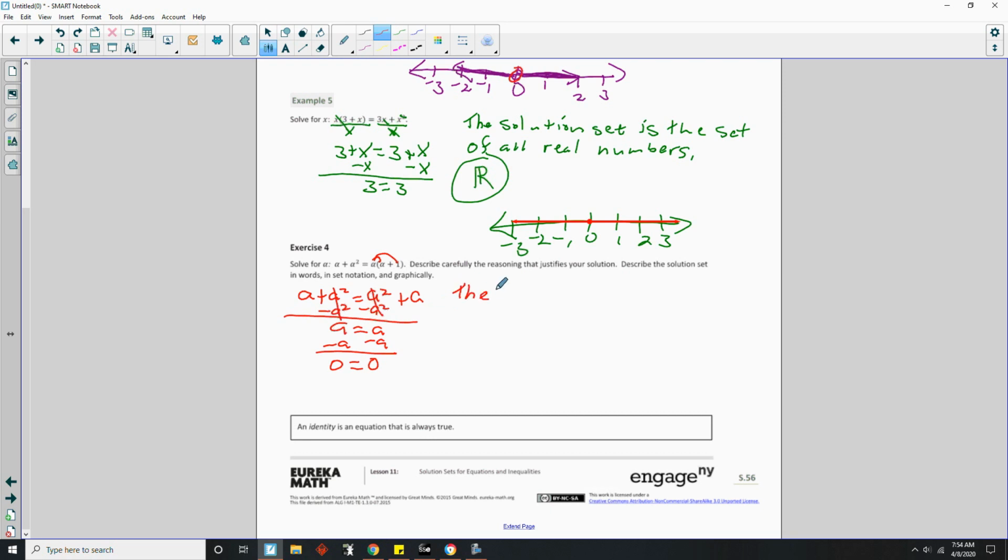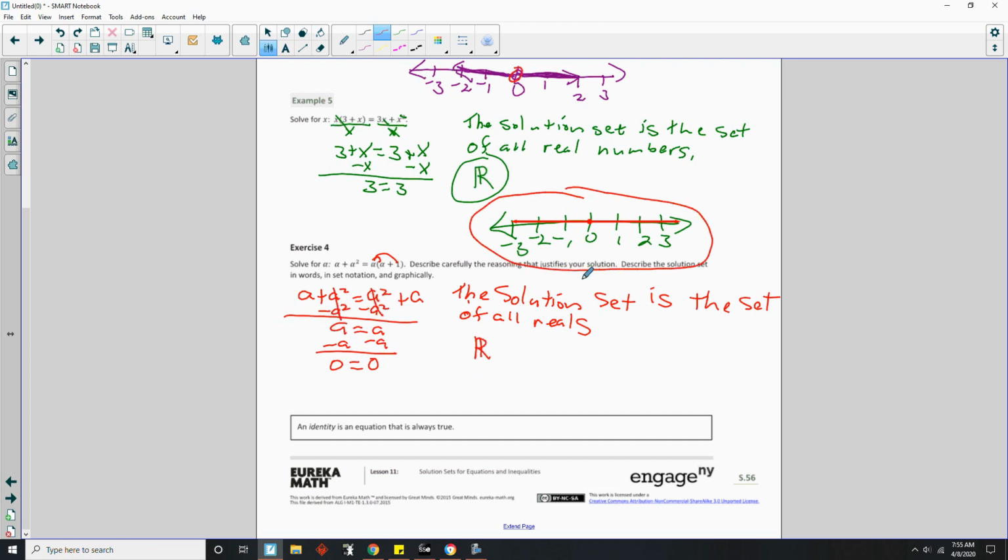The solution set is the set of all reals. Okay? In set notation, that would just be the symbol for the set of reals. And graphically, it would again be this right here. I'm not going to redraw it, but it would go down here.